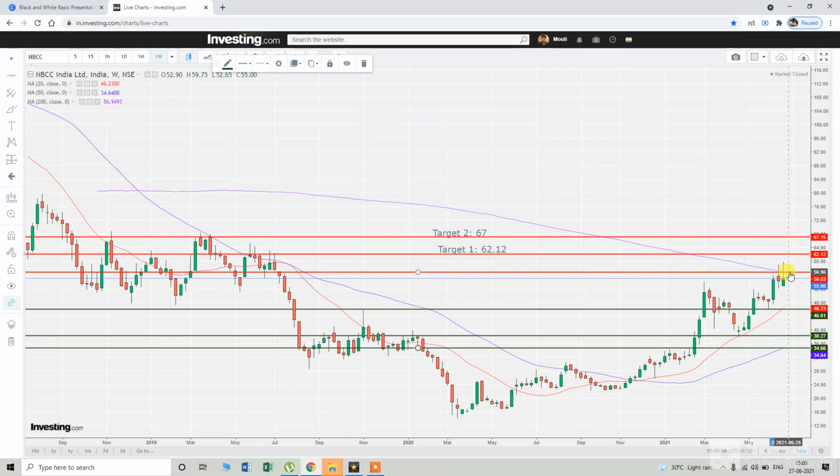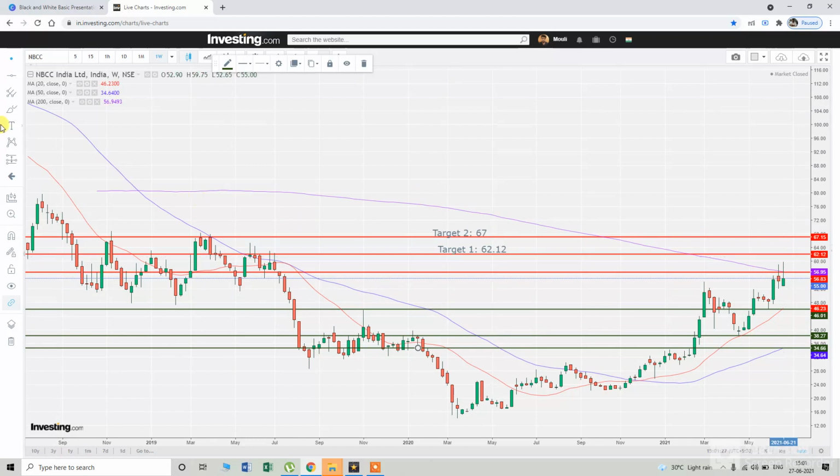What if the price is breaking down? What will be the support line for that? What will be the support which helps the stock to bounce back again? That will be 46.23 here. This is 46.23. Even if the stock is still going down after breaking this, what can be the next support line? That will be 38.27.